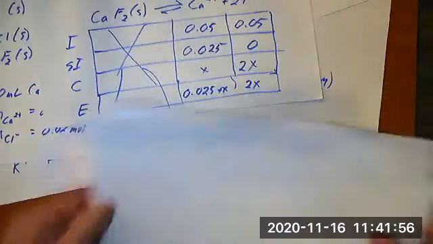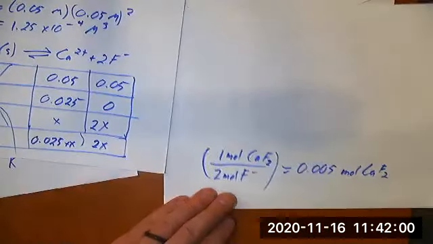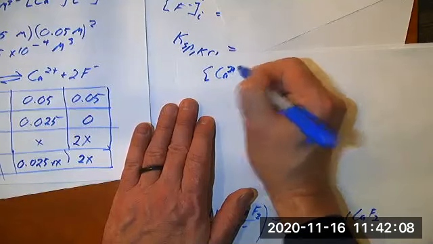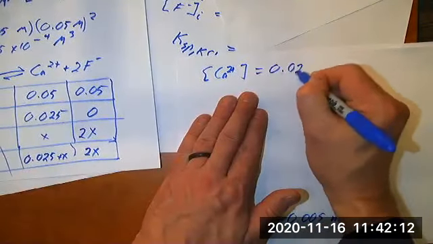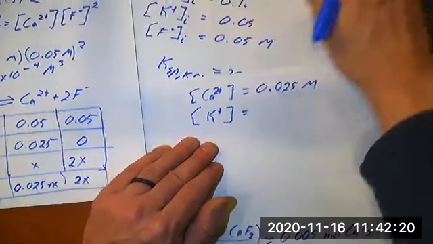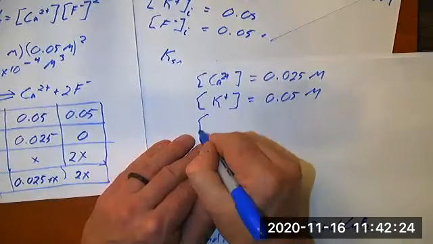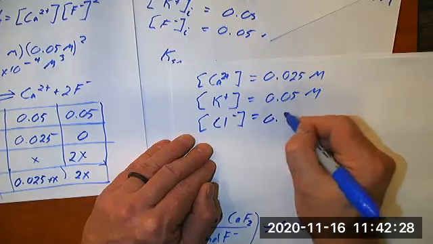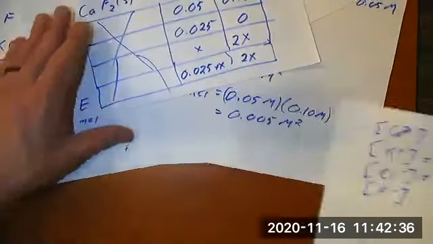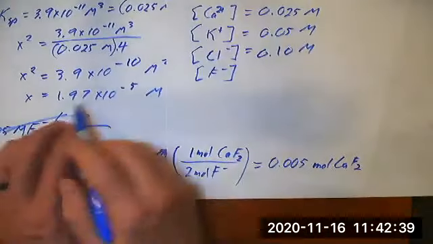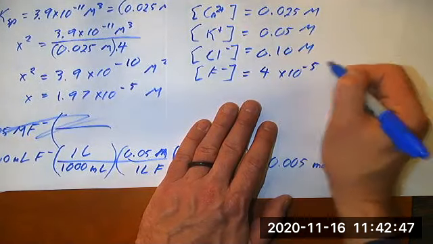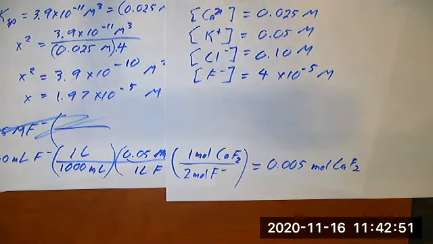Let's now look at the remaining question of what are the concentrations of the various species in solution at the end. The calcium ion concentration is simply going to be our 0.025 molar. Our potassium concentration hasn't changed, so 0.05 molar. Our chloride ion concentration hasn't changed, 0.10 molar. And our fluoride ion concentration is going to be 2x. So let me see what sheet I had x on. X is here. So we'll just call that 2 times 10 to the negative 5. So it's going to end up being 4 times 10 to the negative 5 molar. Okay.